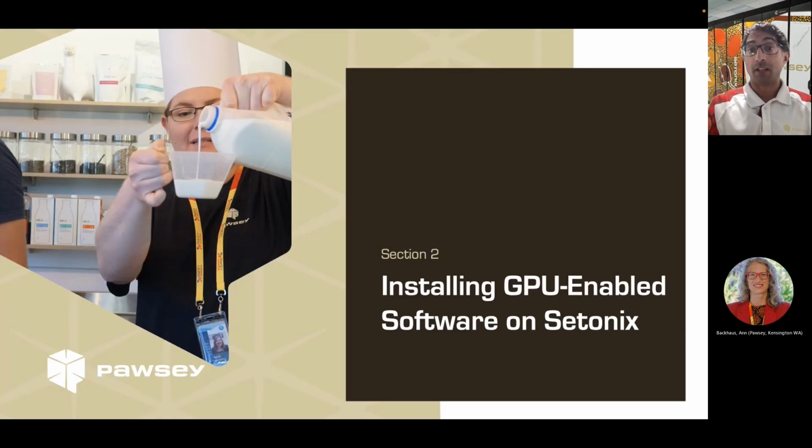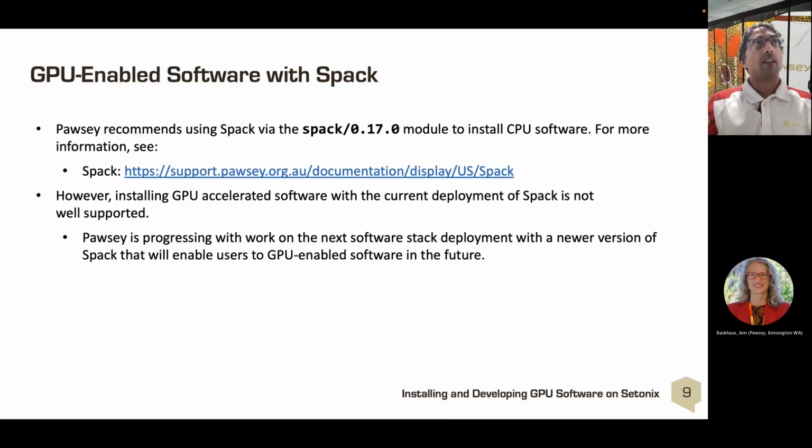Now, installing GPU-enabled software on Setonix. To give context, the software stack on Setonix for GPUs is an evolving setup. Typically we would use Spack. So Pawsey recommends Spack, this package manager, via the Spack module to install CPU software. And the information on that can be found in our documentation.